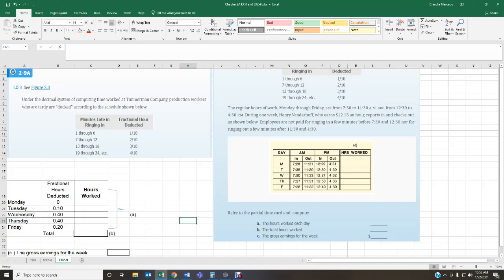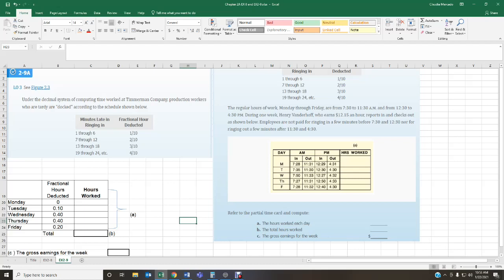Employees are not paid for ringing in a few minutes before 7:30 and 12:30, nor for ringing out a few minutes after 11:30 and 4:30. So this is very important. Employees are not paid. So if you ring a couple of minutes early, you're not getting paid. If you ring out a couple of minutes late, you're not getting paid, okay? Between the hours of 7:30 to 12:30 and 11:30 to 4:30, okay?